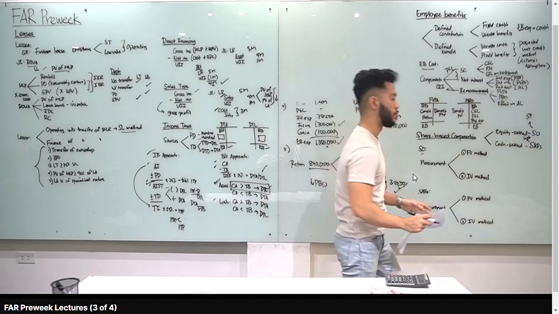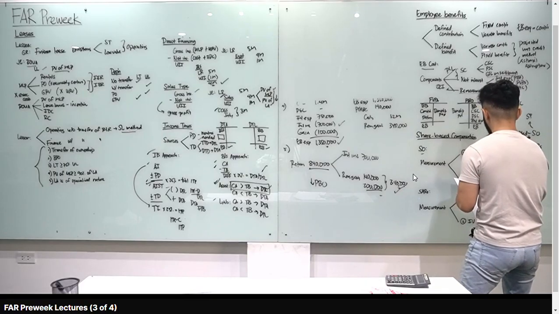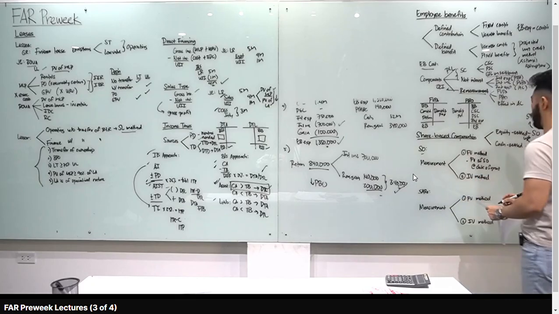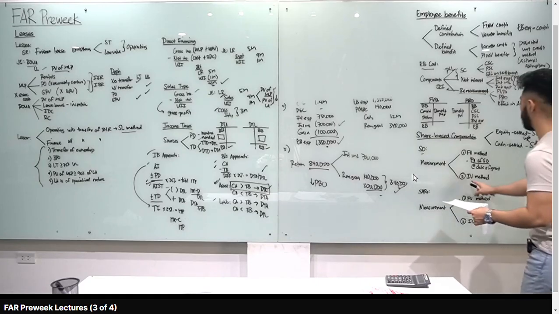May hierarchy tayo. Number 1 is fair value method. Fair value method is equal to the fair value of share options at the date of grant. Kung kailan grinant yung options, yun yung gagamitin natin. Fair value of share options at the date of grant. Alright? And then, kapag hindi determinable yung fair value of share options, intrinsic value method.